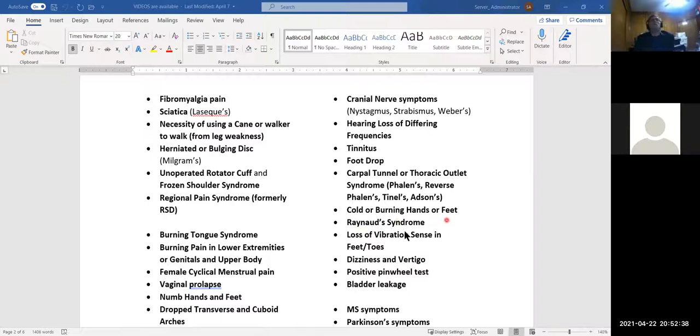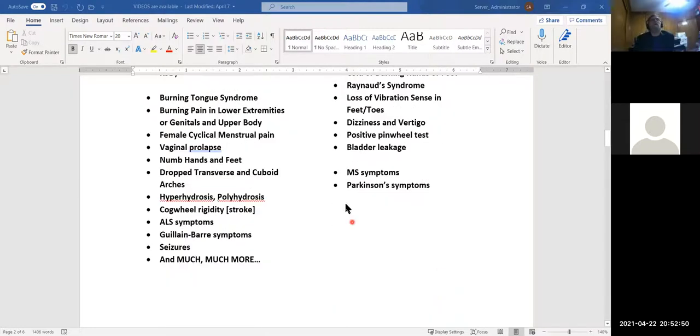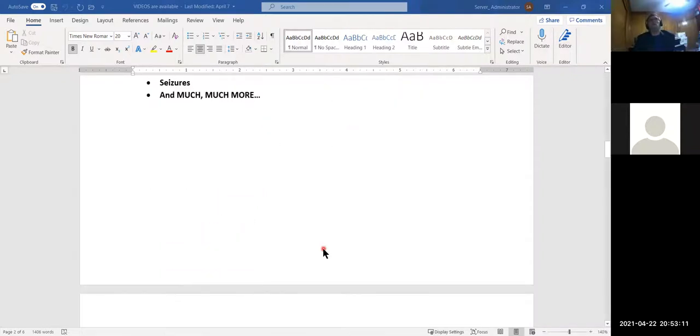syndromes, cold or burning hands or feet, Raynaud syndrome, loss of vibration sense of the feet and toes, dizziness, vertigo, positive pinwheel test, bladder leakage, MS and Parkinson's syndrome, numb hands and feet, prolapse, vagina, uterus, bladder, drop transverse cuboid arches, hyper and polyhidrosis, ALS, Guillain-Barre symptoms, seizures, and much, much more.